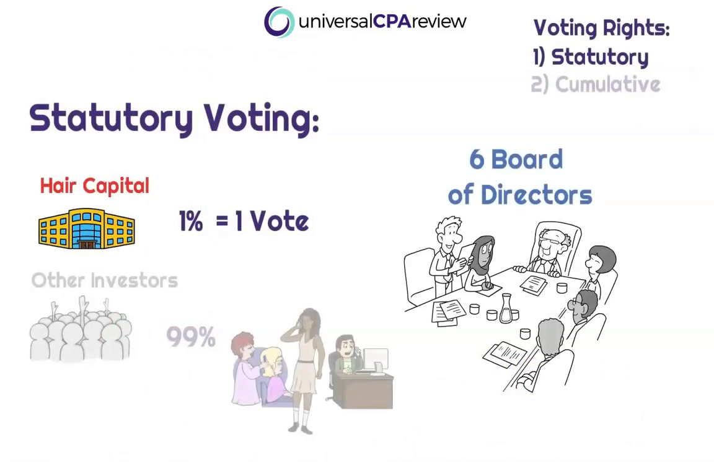of directors, right? So if Becky, Stacy, and Rhonda's hair studio exploded and they went public, and let's say that Hair Capital stock was diluted down to 1%, that would mean that when it comes to voting for the board of directors, they would only have 1% of the votes for, let's say, 6 total board of directors.